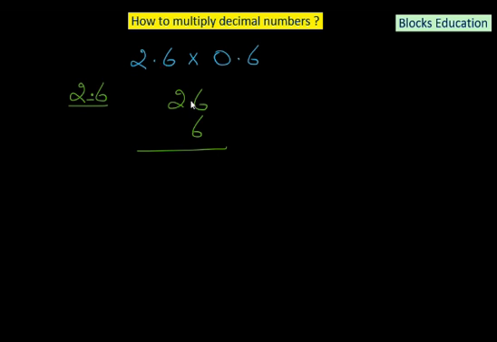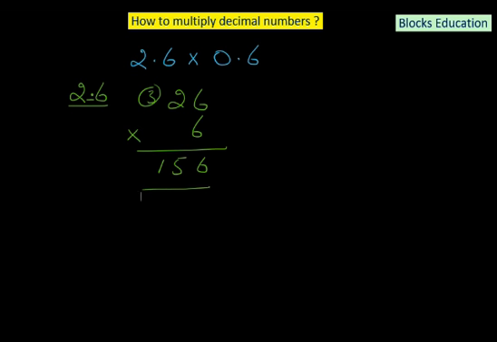So it means that we're going to multiply 26 into 6. 6 sixes are 36, 6 and 3 carry. 6 twos are 12, plus 3, so it is 15. So the answer is 156.